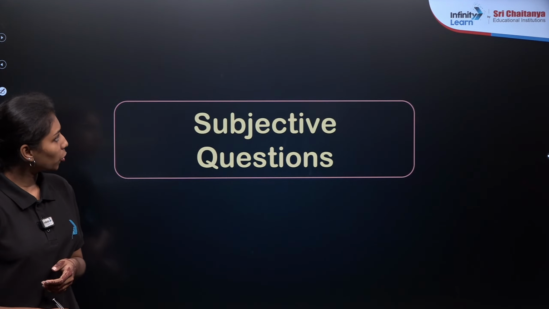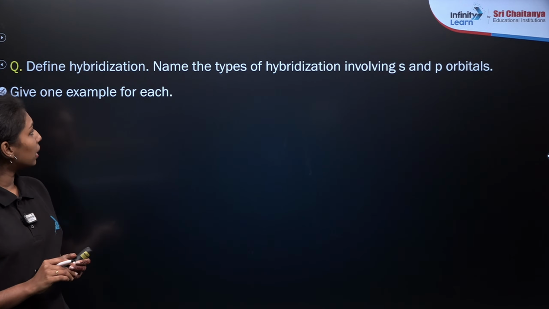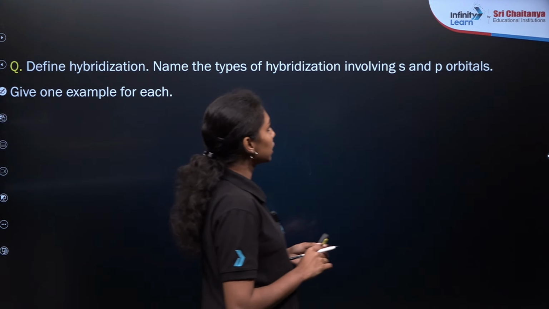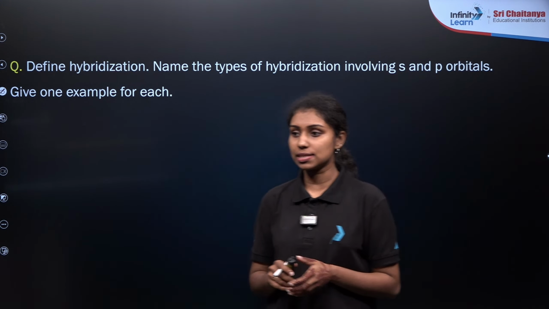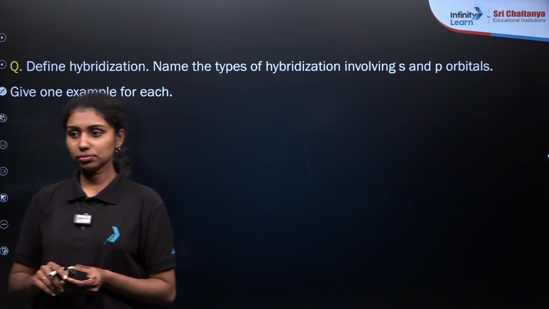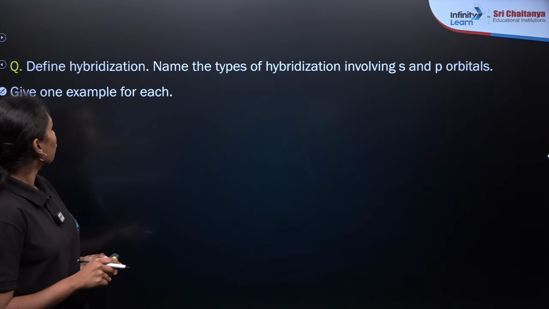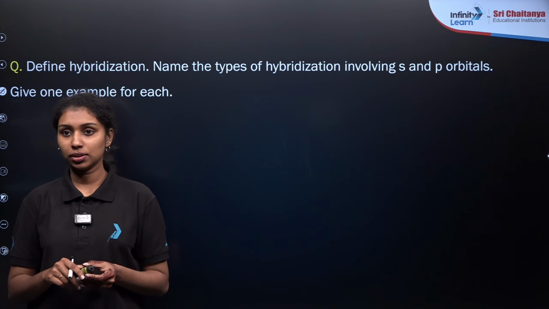Okay, there is one subjective question. Define hybridization. Name the types of hybridization involving s and p orbitals. Give one example for each.